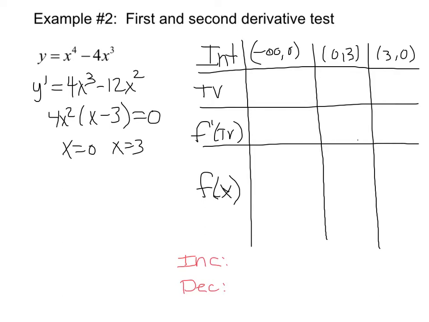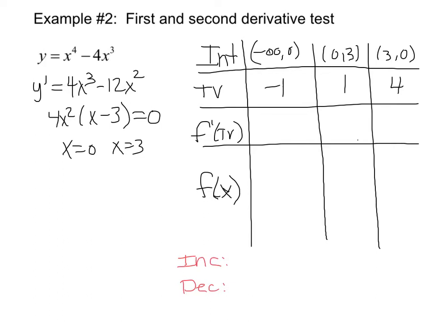So to check to see where we're increasing and decreasing, we're going to pick test values in each of those intervals. So I'll use negative 1, 1, and 4 as the values. And I want to evaluate f prime at those particular values. So you'll see here again, f prime of the test value. That's the derivative evaluated at the test value, not the actual function evaluated there.